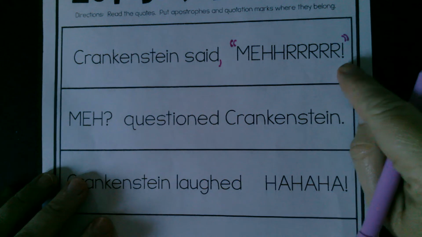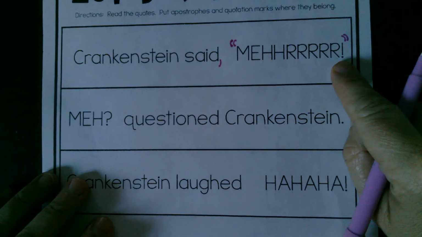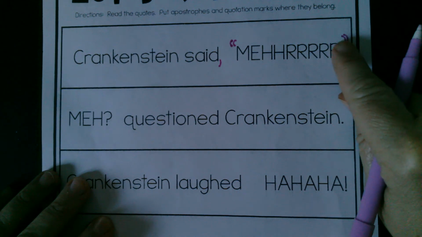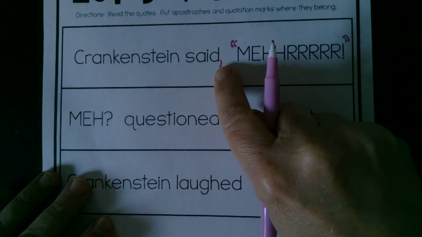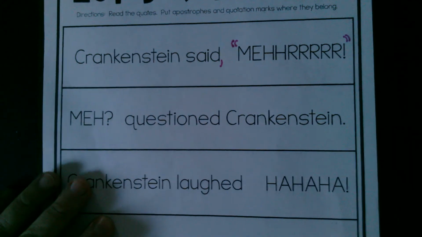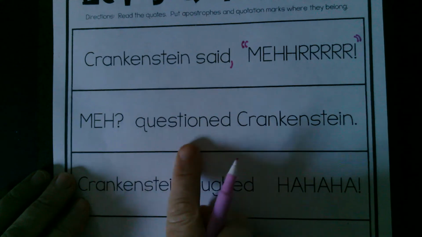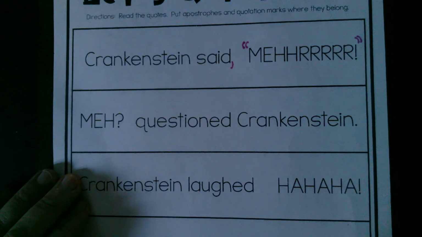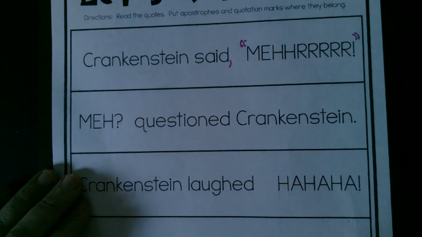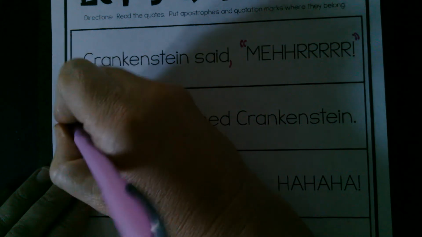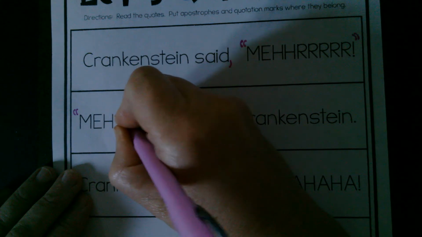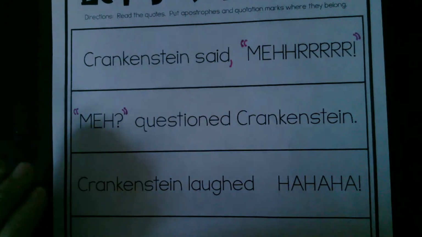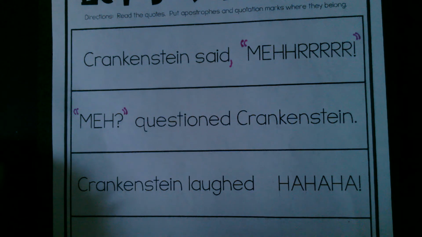So we always make sure our punctuation, our periods, question marks, exclamation points, they always go inside the quotation marks. Commas always go before, and commas sit down and rest on the line. Meh? Questioned Crankenstein. So what did he say? He said, meh? And when we do that, we have to put the quotation marks. See that? That shows us that he's saying, meh?